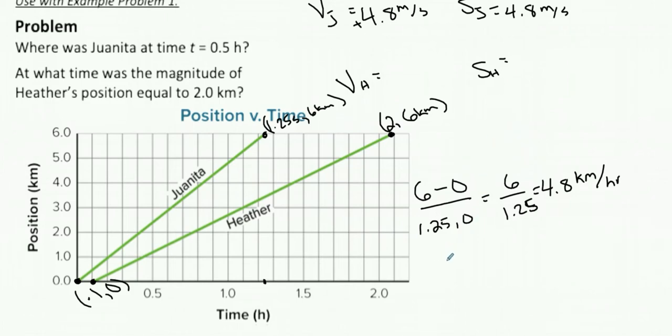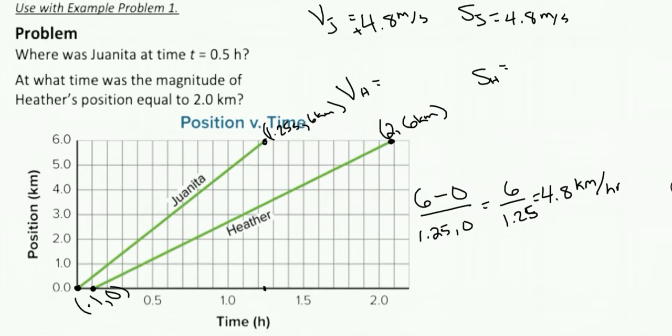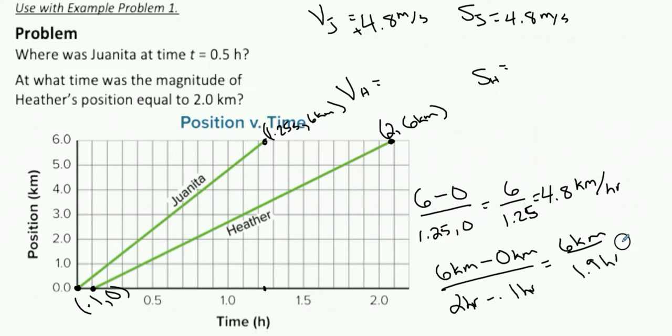Okay, Heather, now we have to do Heather's speed and velocity. She went 6 kilometers, that's y2, from 0 kilometers, y1, over 2 hours minus 0.1 hours. She started 0.1 hours later. So 6 kilometers over 1.9 hours. 6 divided by 1.9 gives us 3.16, and that is kilometers an hour again. So positive 3.16 kilometers an hour. Just find the slope of the line. And speed would just be 3.16 kilometers an hour.